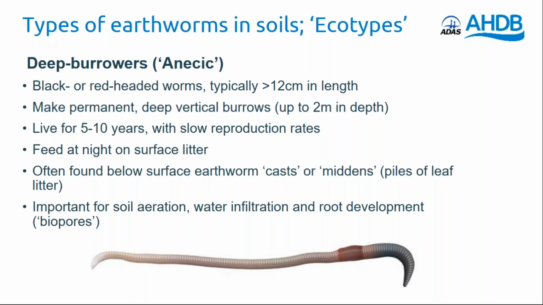And finally, those deep burrowers, the big beasts of the earthworm community, the anecic earthworms. These are large, probably what I would call the classic earthworm. They're black-headed or red-headed. These are the ones that make those deep vertical burrows, up to almost 2 metres in depth. They live for a lot longer, so they have slow reproduction rates, and they feed on the soil surface, pulling in crop residues. If you haven't been able to dig them out in your soil pit, you can find them by looking for the middens, the casts at the top of the surface.